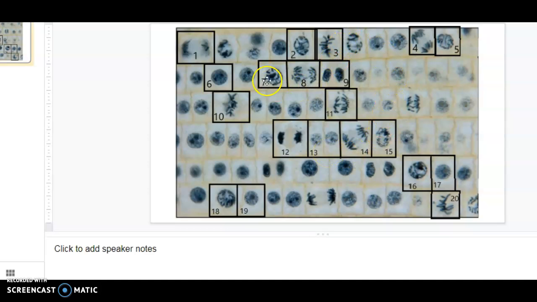So look for things like this one over here. That's going to be still an interphase. The nuclear envelope is still intact, and I can see that nucleolus right there in the middle, but there are no visible chromosomes. Number 2 here.